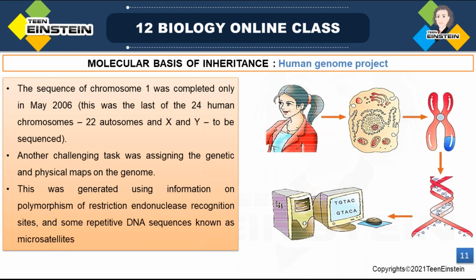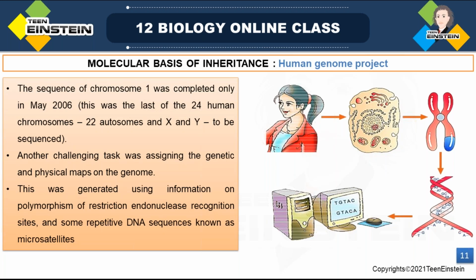In the month of May 2006, they completed the sequencing. In 2006, they completed chromosome number 1, and that was the last of the 24 chromosomes. 24 means 22 autosomes and 2 sex chromosomes, X and Y. So the final one, chromosome 1, was completed in May 2006. All those got sequenced.